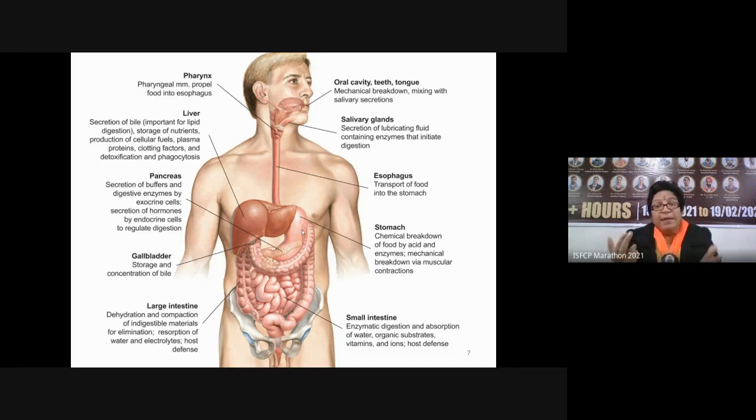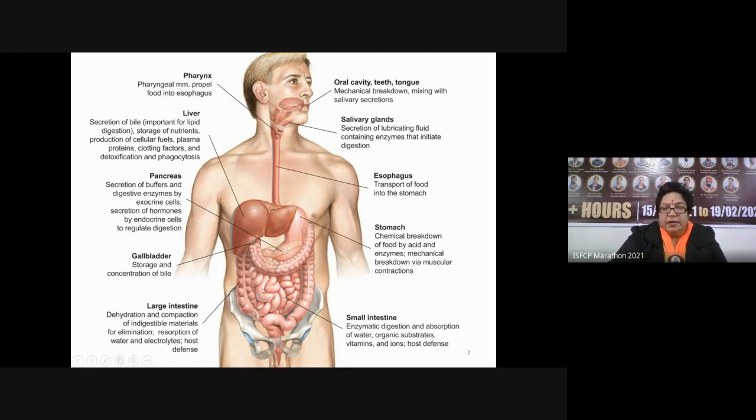Mechanical breakdown via muscular contraction. There are so many muscular contractions. So double the work is there, chemical breakdown as well as mechanical breakdown via muscular contractions. After this, the food enters the small intestine.